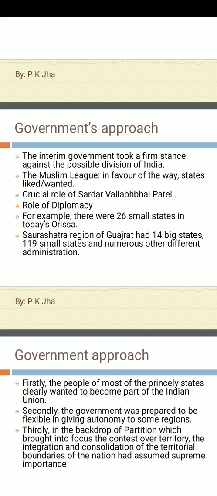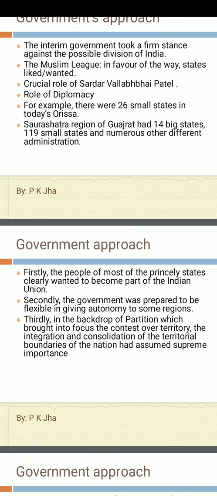Just his statue, in fact, has been placed there, and this is the world's tallest figure. Okay. Now, the government's approach. The government had to take steps, certainly. The government's approach was guided by three considerations. The very first one: the people of most of the princely states clearly wanted to become part of the Indian Union. It was in our favor that the people of most of these princely states wanted to be part of the Indian Union. Okay, so things became very easy for us.